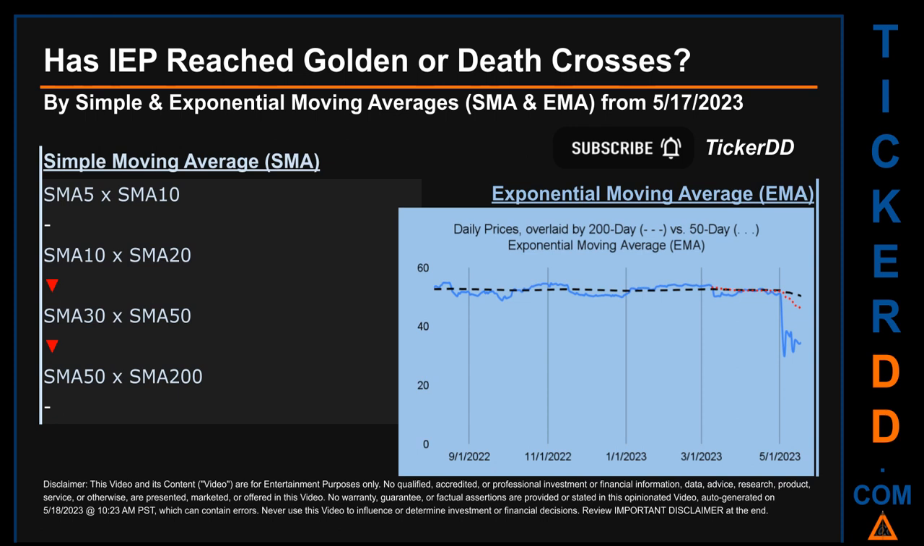Has IEP price reached golden or death crosses? Golden cross and death cross are basic signals that compare average prices across two specified trade day ranges, a short-term versus a long-term range. For example, 5-day versus 10 trade days. Essentially, a golden cross is a bullish signal. It appears when a ticker's short-term moving average crosses above its long-term average. Vice versa, a death cross is a bearish signal when the short-term crosses below its long-term moving average.